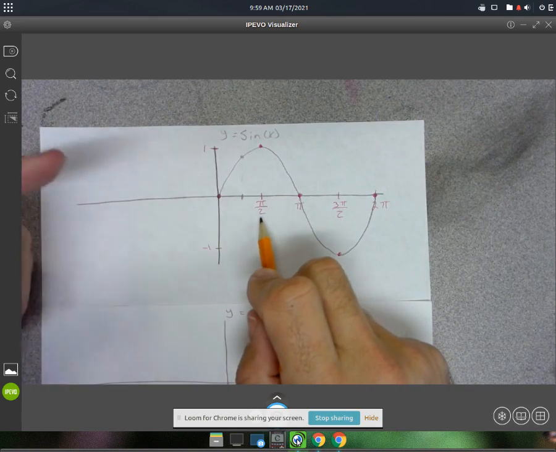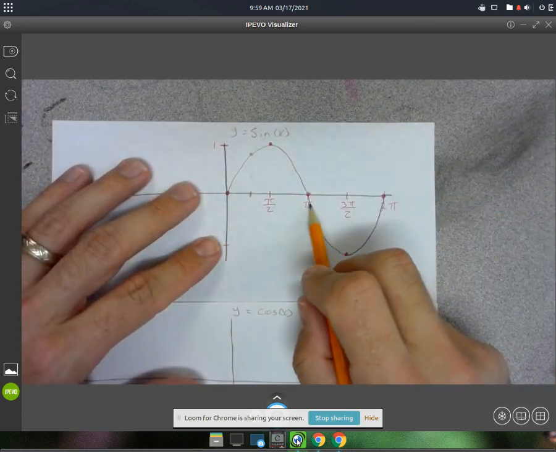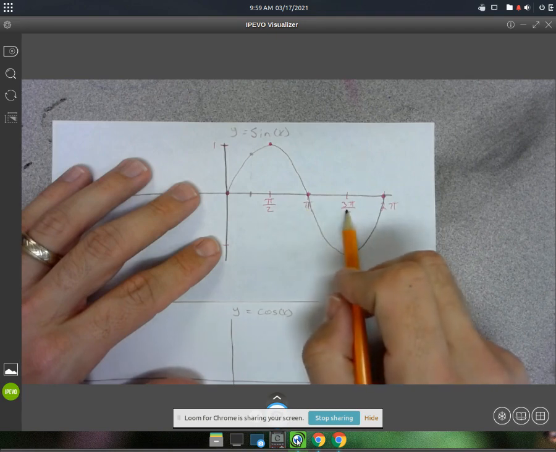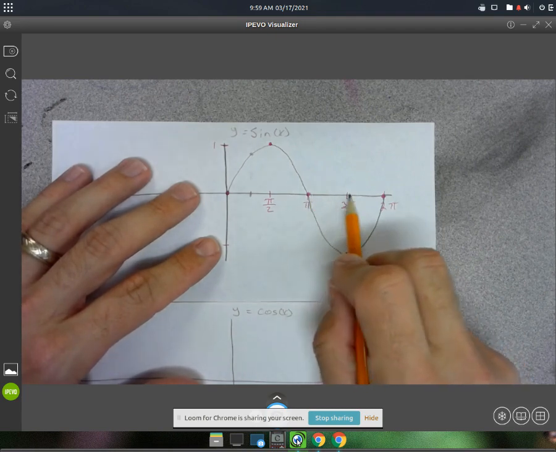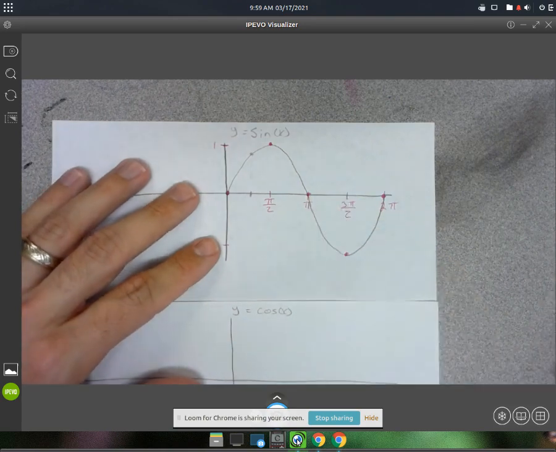You could do some other angle. What's between 180 and 270? Let's say you were doing sine of 200. That's going to be in between these two values somewhere, so it's going to be negative. The output would be negative.